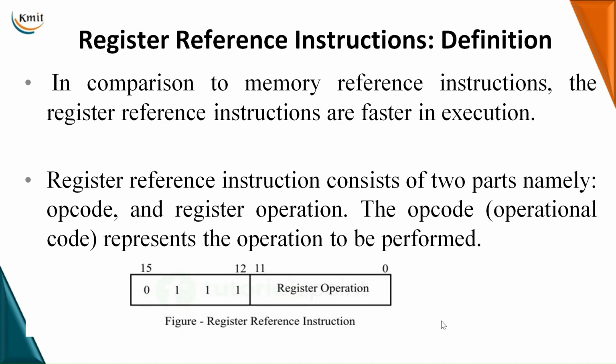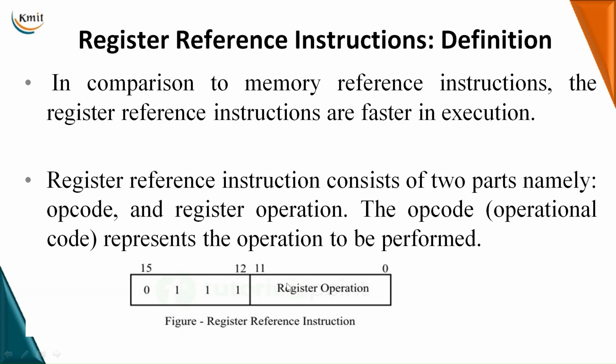If you see the instruction code format of this particular instruction, it is mainly divided into two parts: opcode and the address part. We call it a register operation. Here, for register reference instructions, the mode bit is going to be 0 and the remaining bits 12 to 14 represent 111. The mode bit along with these bits, we call the opcode. So if the opcode of this instruction format contains 0111, then the instruction is called a register reference instruction.